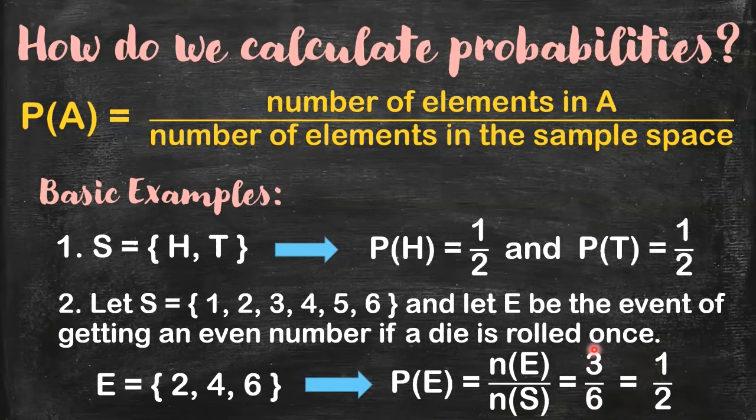So that's why we have 3 over 6. Again, this is not yet your final answer because you have to write it in its simplest form. So to simplify, we divide the numerator by 3, we get 1, and then we divide also the denominator by 3, we get 2.